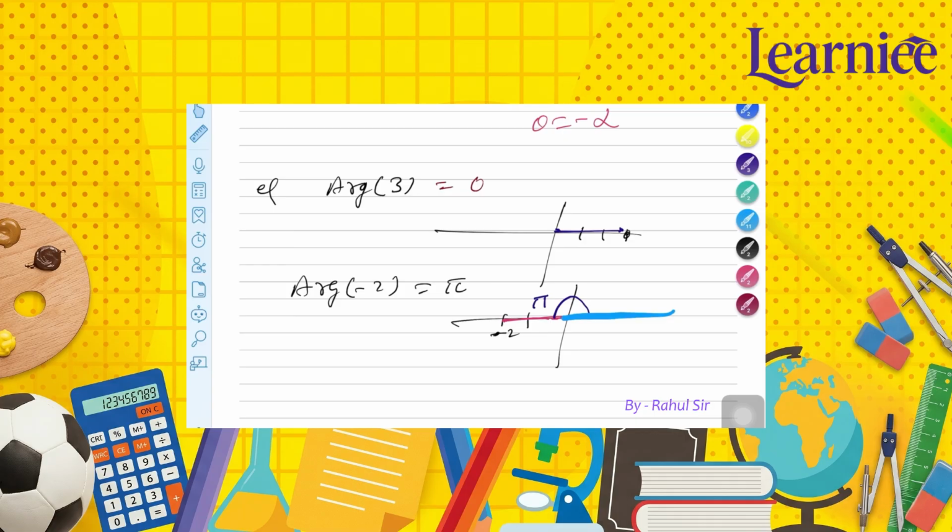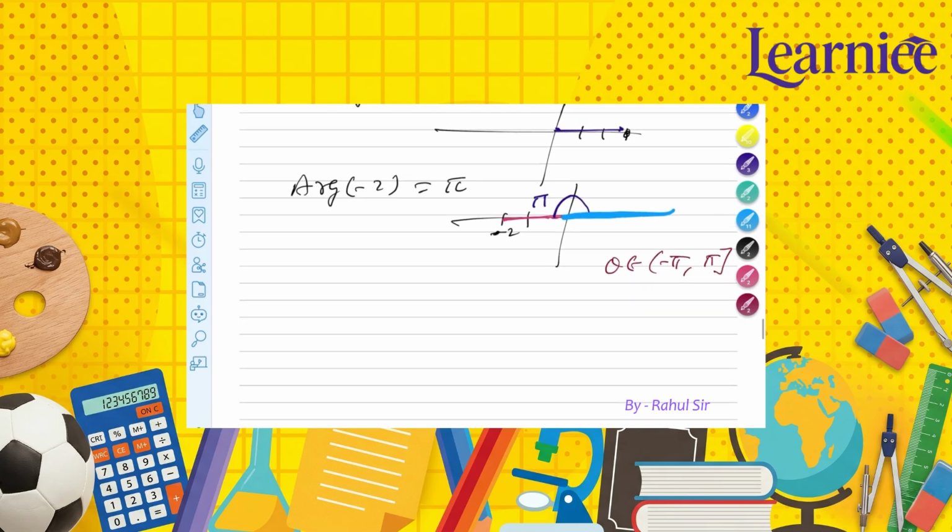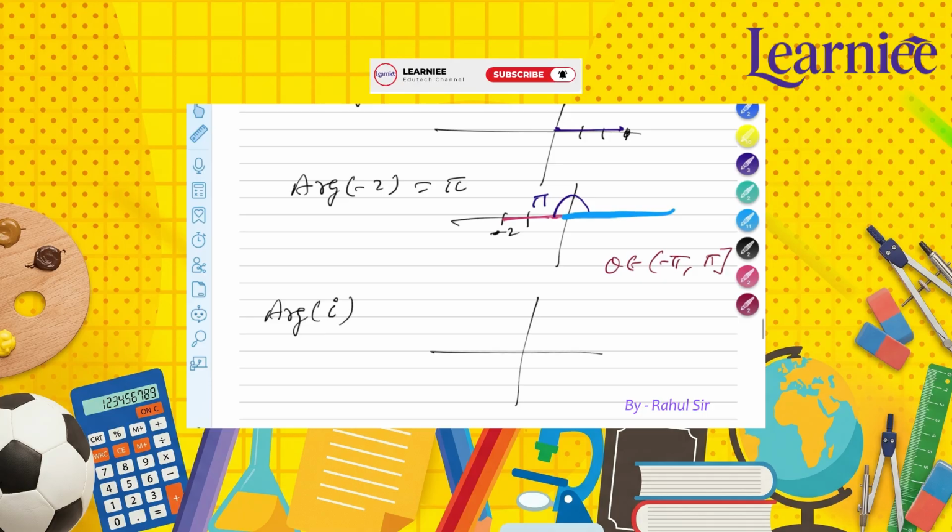But you should know that this theta, the principal argument, is from open bracket minus pi to close bracket pi. So we will always take pi, not minus pi. Got it? Similarly, if I ask you what is the argument of i, it will lie somewhere here. So the argument of i is pi by 2.